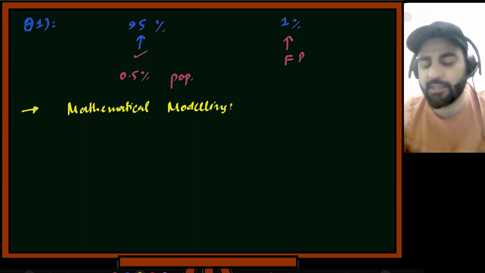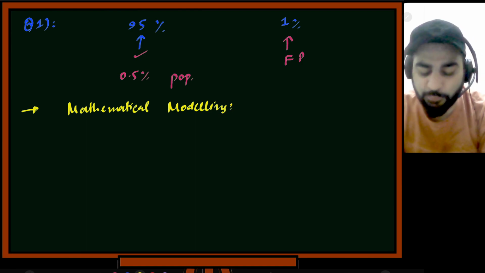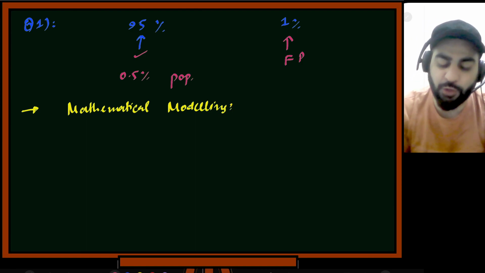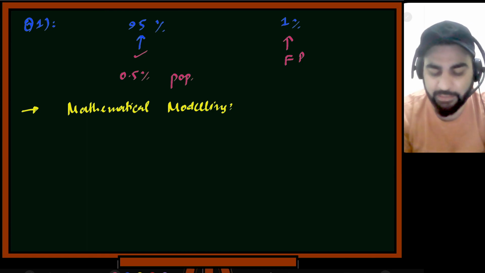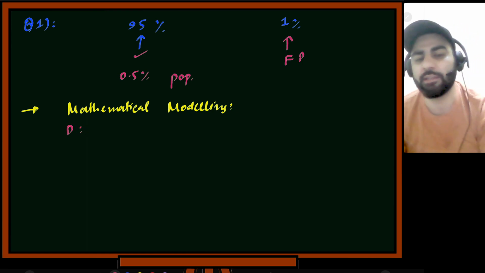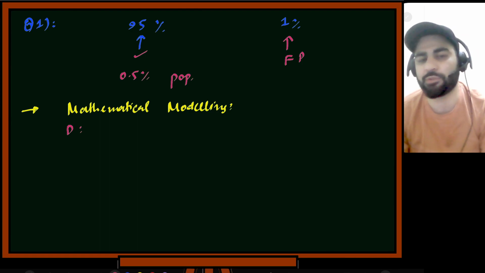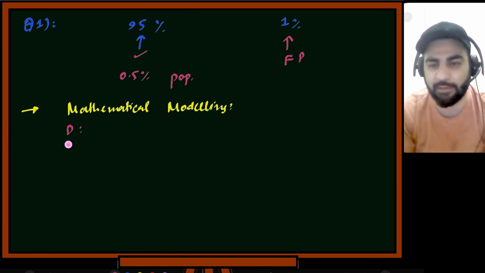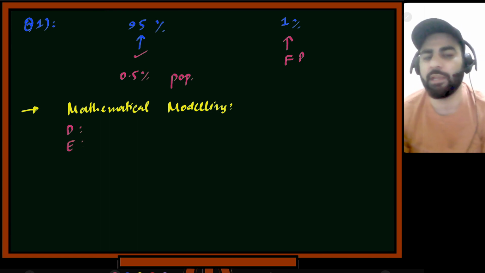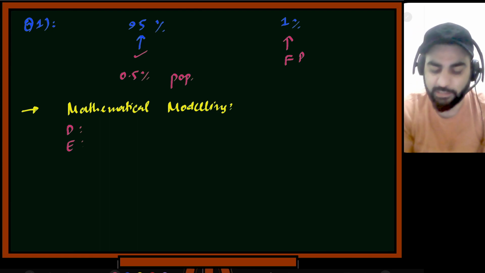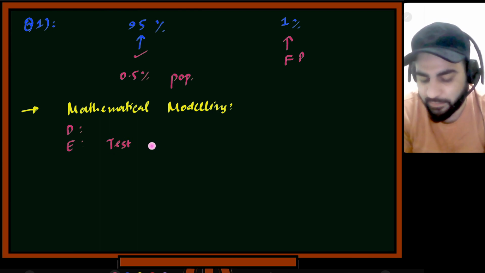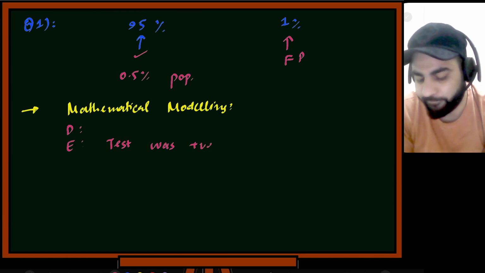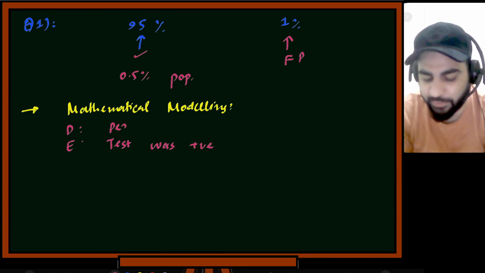We have discussed this in detail. Why should we mathematically model? Because then we can play with the rules. So let's suppose we'll call this event D: the person tested has the disease. Then we can also have another event called E, in which we'll say the test was positive. This is the person has disease, and this is the test was positive.